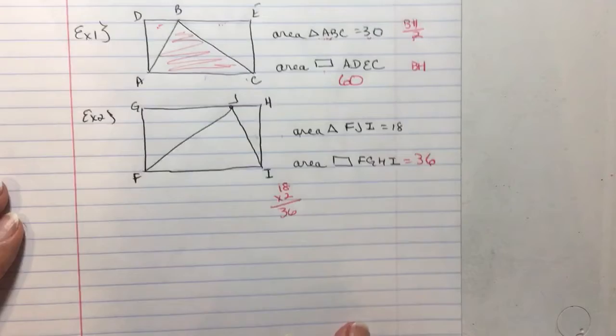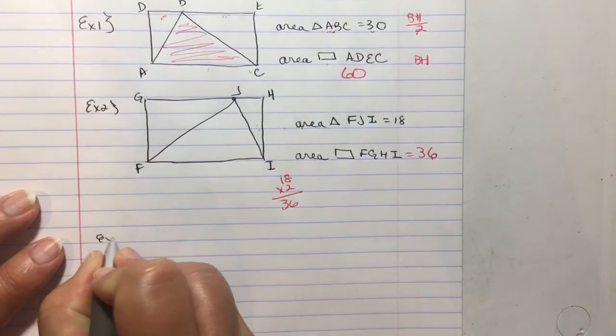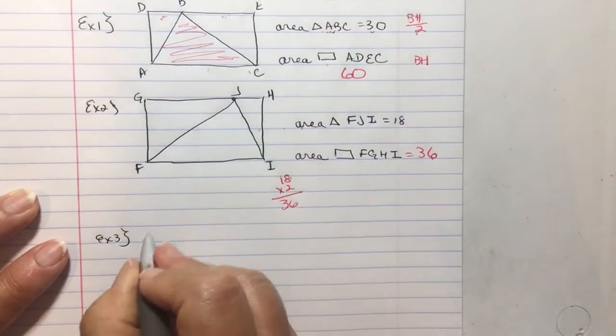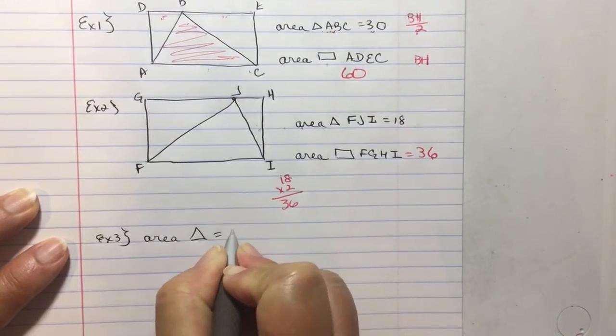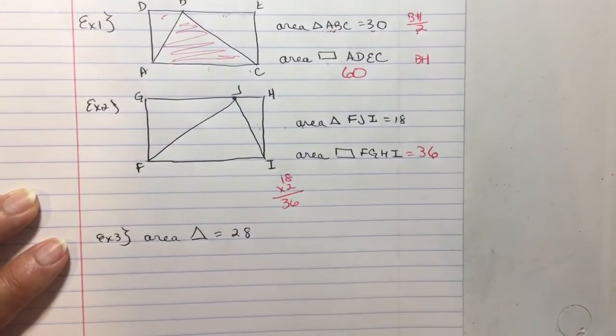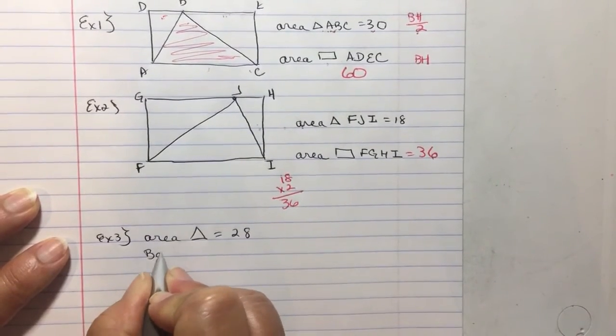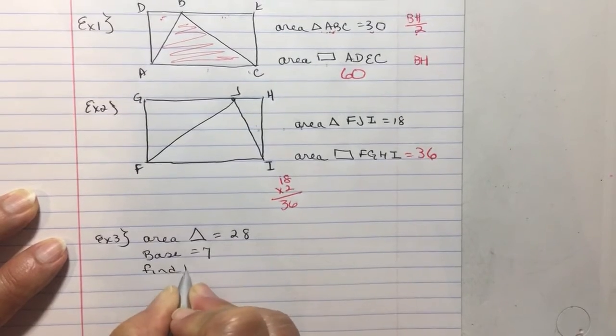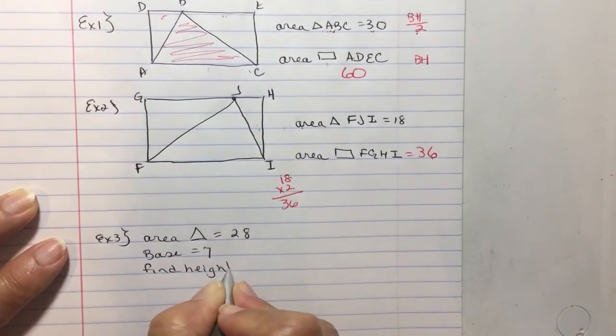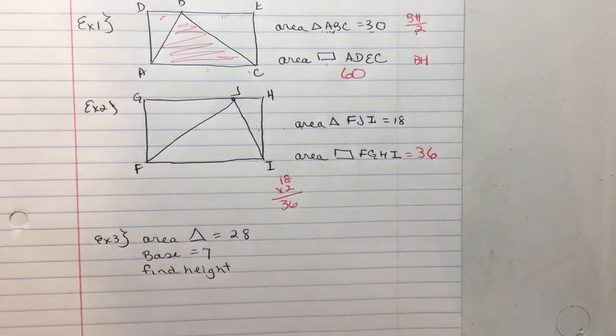All right, the last two examples, I'm not going to give you a drawing, but I'm going to give you the fact that you have an area of a triangle that's equal to 28. That triangle has a base that's equal to 7. Your goal is to find the measure of the height.